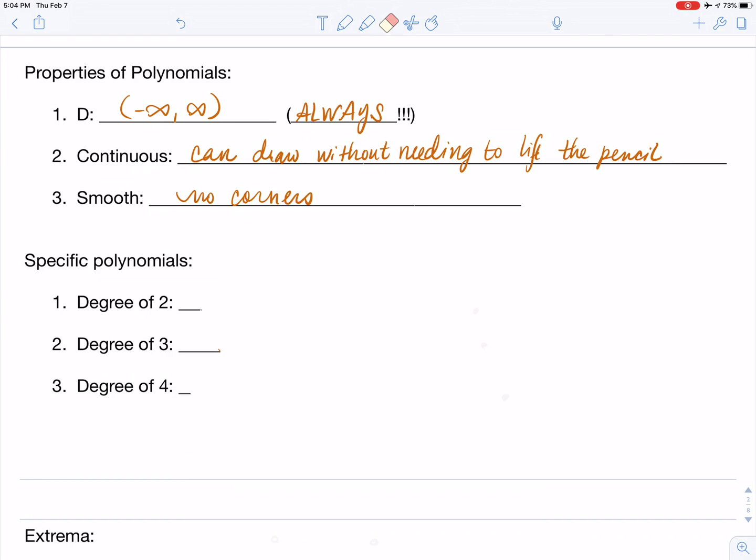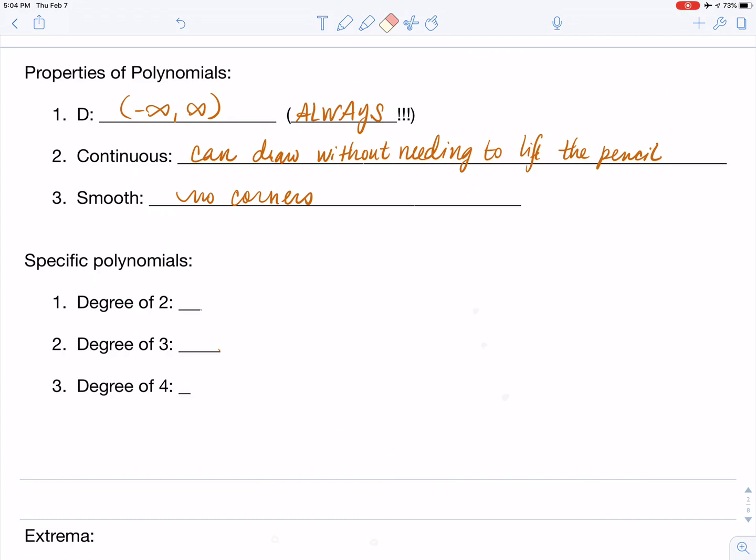So the embedded question for this video is you need to go back to chapter 2 in your library of functions. Remember, you had 6 parent functions. And find out which of the 6 parent functions meets all 3 of these requirements. Always having a domain of all real numbers, continuous, you can draw it without lifting your pencil, and thirdly, no corners. Make a list of the parents that meet all 3 requirements.